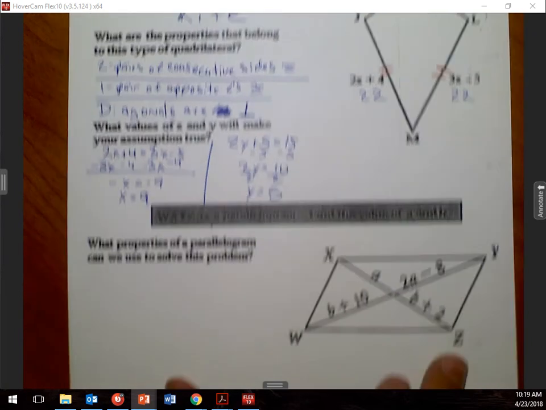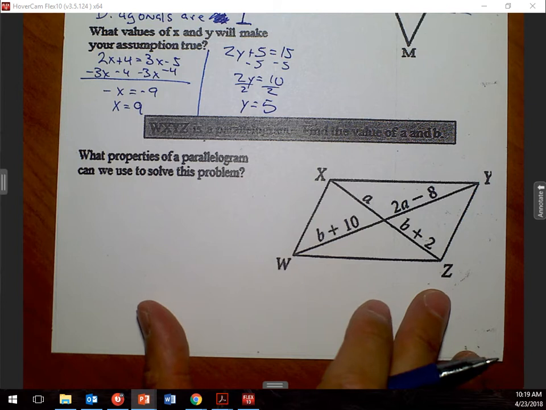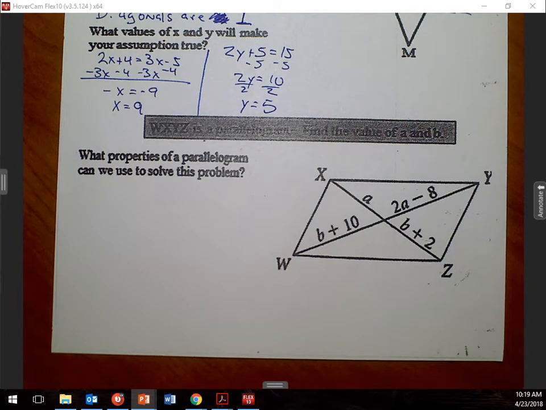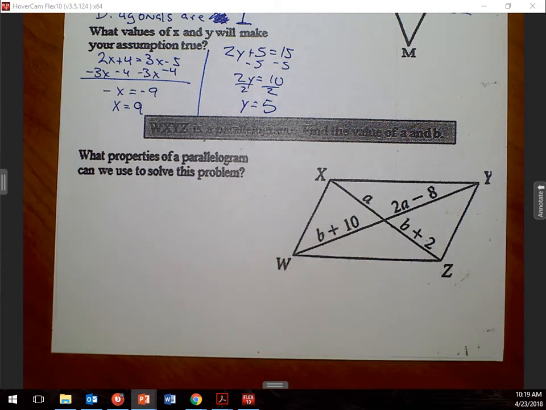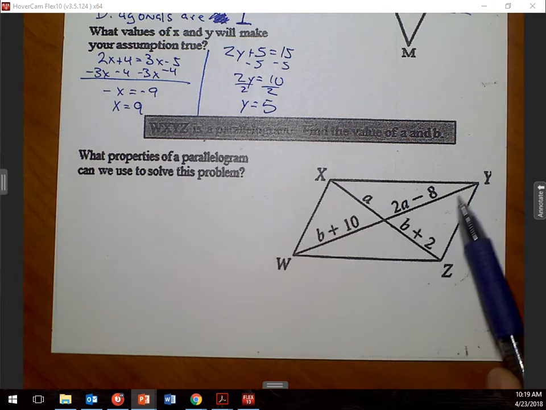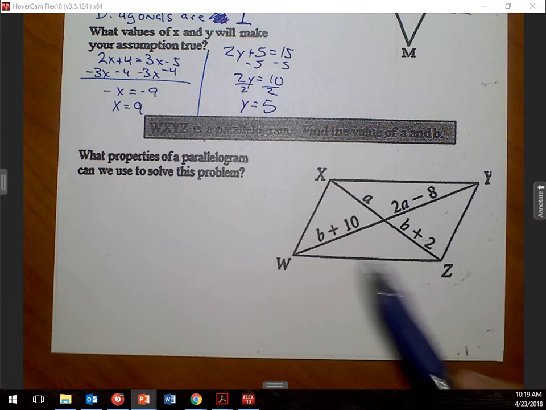All right, let's take a look at the next one down here. Find the value of a and b. You can kind of see it from here. Now, what shape is this? Parallelogram. Okay, so we're going to have to back up a page in our notes, right? Now, what are we dealing with here? Look at where the information is at. Sides? Is it the diagonal? They are the diagonals. Very good.